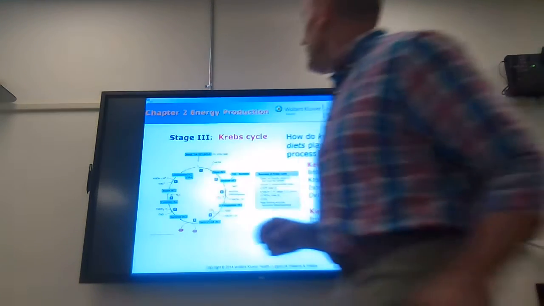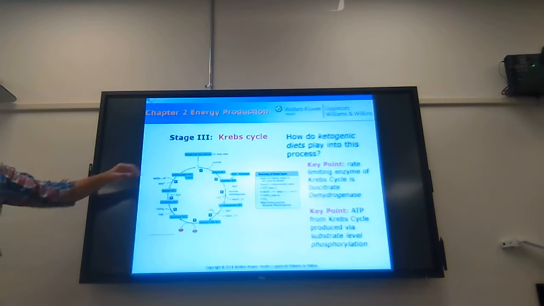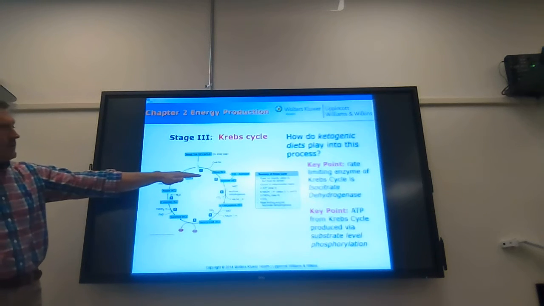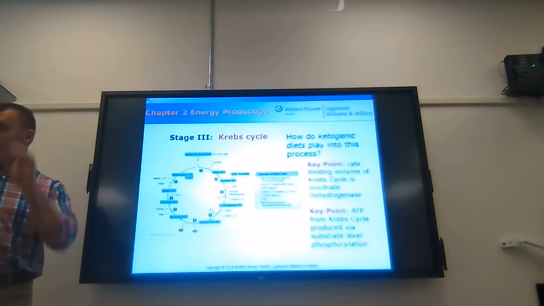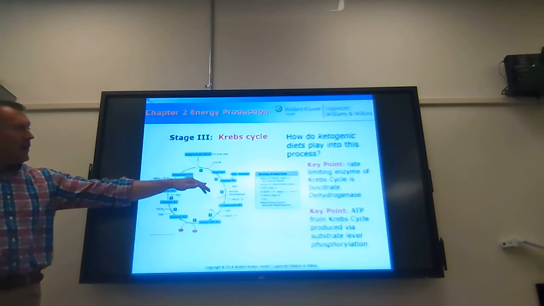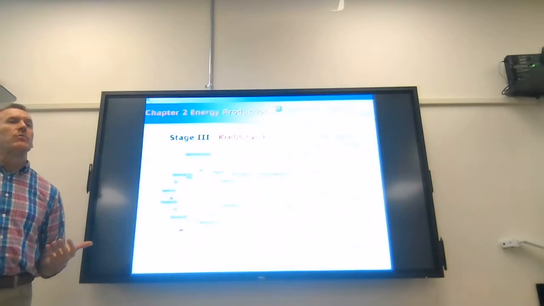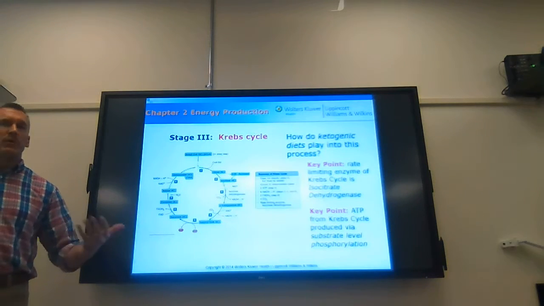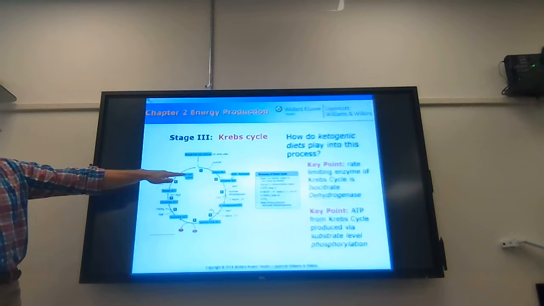Usually what happens is that if we have sufficient carbohydrate, acetyl-CoA will combine with oxaloacetate to form citrate. So acetyl-CoA has how many carbons? Two. Oxaloacetate has four. So they'll combine to make a six-carbon citrate.